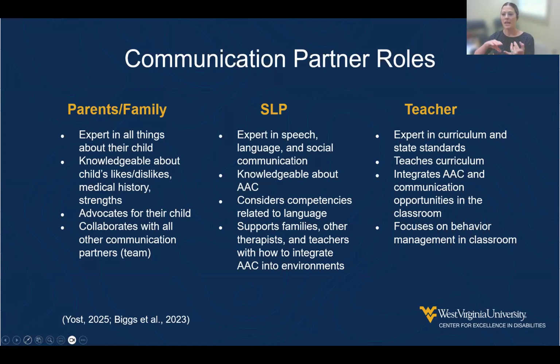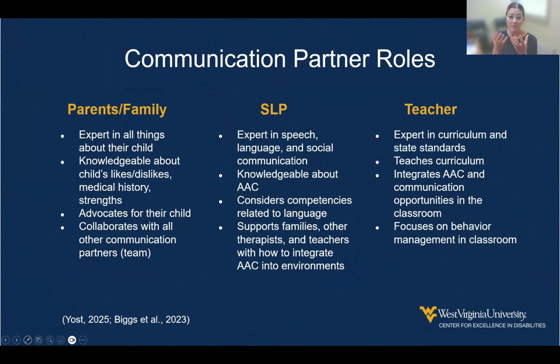Parents and families are the experts in all things about their children. They're knowledgeable about the child's likes, dislikes, medical history, strengths, just everything, right? Everything that makes them them. They advocate for their child. They're the ones who know what's in their best interest and what it is that they are striving to do to achieve goals. And they also are the ones who collaborate with every other communication partner, right?